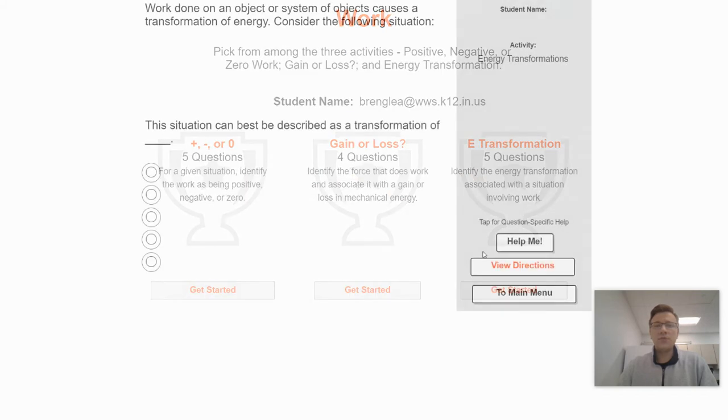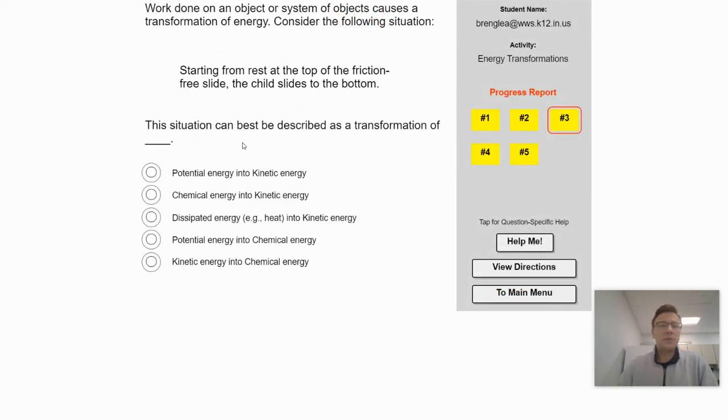and look at energy transformation. So this is literally just asking you to indicate the initial energy and what it's transferred into given a situation. So it says, starting from rest at the top of the friction-free slide, the child slides to the bottom. So since the child is at the top of a slide, there's gravitational potential energy. As the child slides down the slide, the gravitational potential energy is transferred into kinetic energy. The child's speed is picking up as it goes down the hill. And so that's what we're looking for here, potential energy into kinetic, which happens to be the first answer.